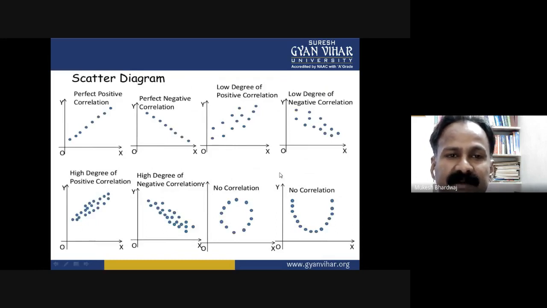This is the scatter diagram representation. The first figure shows perfect positive correlation. The second figure shows perfect negative correlation. The third figure shows a low degree of positive correlation, and the fourth figure shows a low degree of negative correlation. The fifth figure shows a high degree of positive correlation. The sixth shows a high degree of negative correlation, and the seventh shows no correlation, and the eighth is also showing no correlation.